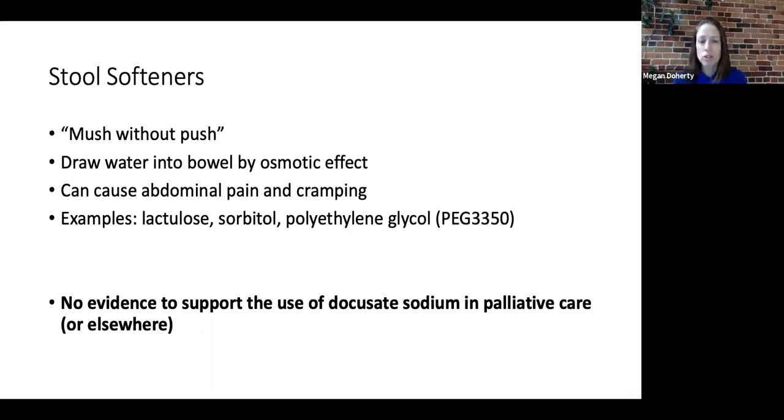I note that there's no evidence to support the use of docusate sodium in palliative care or elsewhere. So we would recommend against using this medication, which has been marketed in the past as a stool softener.